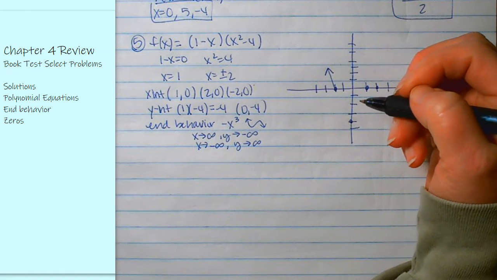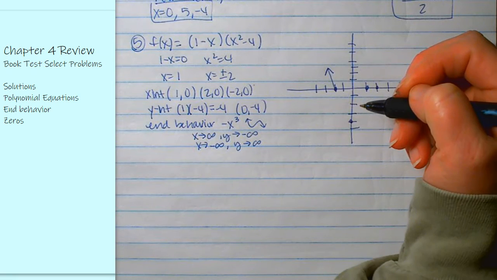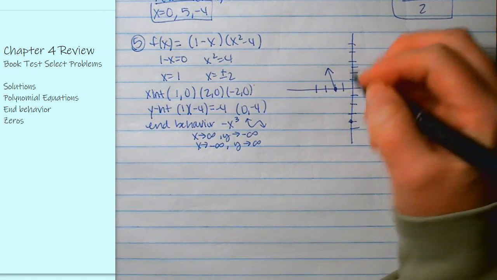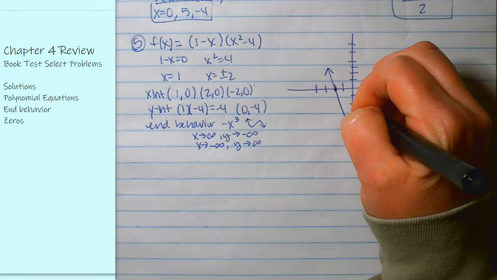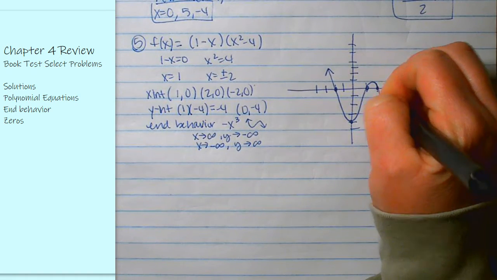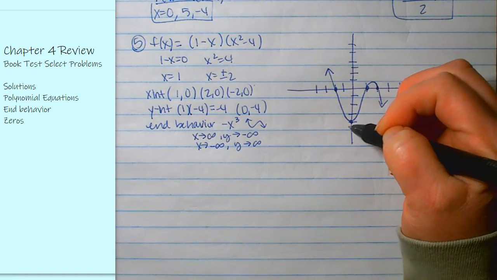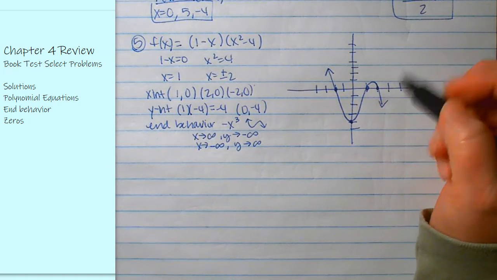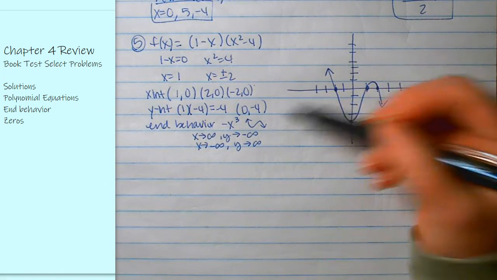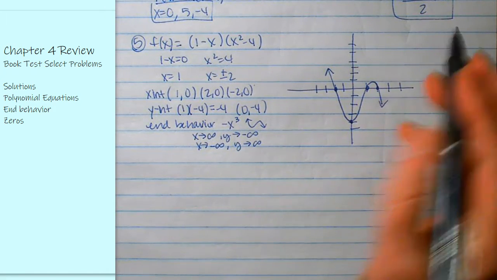So I know it's going to go down to 4, and I don't know exactly what's going to happen there, but there's an estimation of it. It could go around. As long as it goes to this point, it's fine. It has to have the right end behavior, which I sketched here. This is a good sketch for number 5.